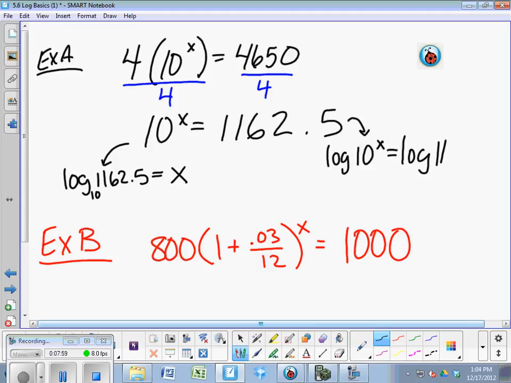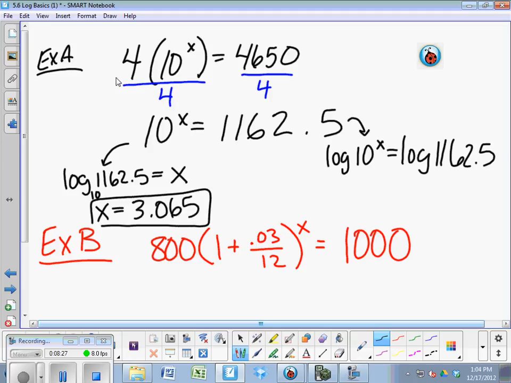You might want to be comfortable with both of these methods, because I think some people use this sometimes and use that sometimes. Either way, you'll get the same answer. When you type this into the calculator, what's x? It should be 3 point something. 3.05? 3.065, okay. So that's x. That's if you use the rewriting process, where you rewrite it, type it in.